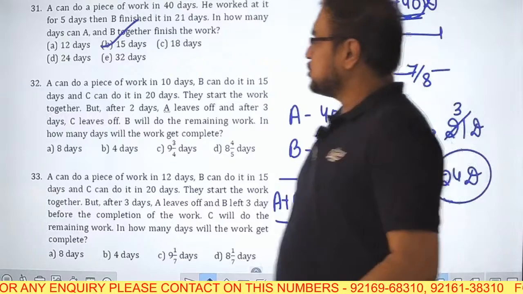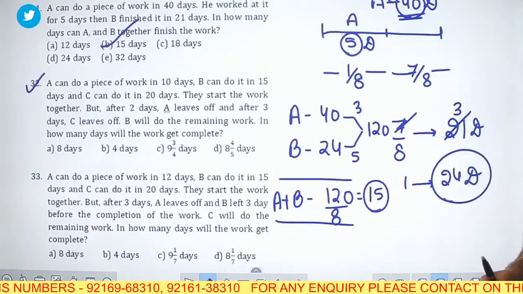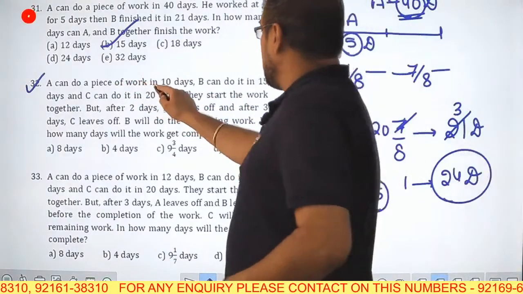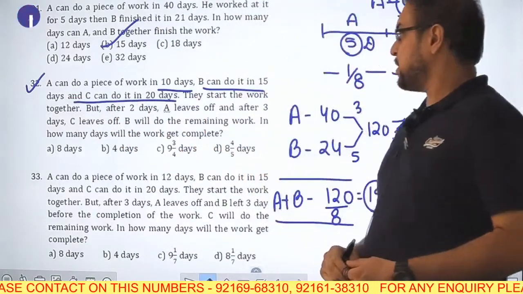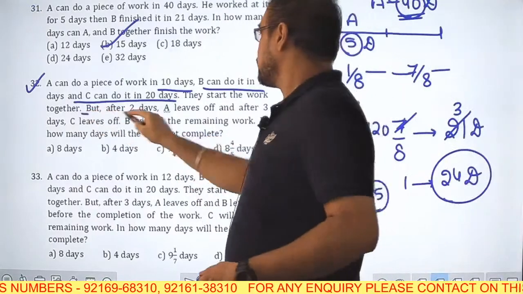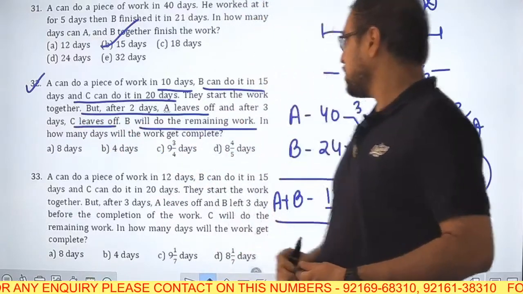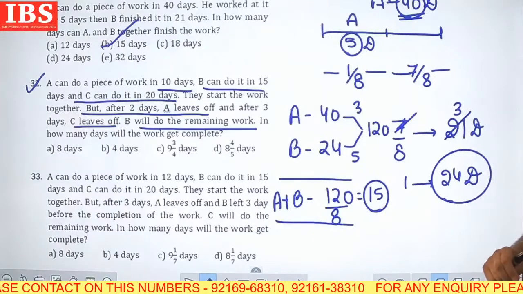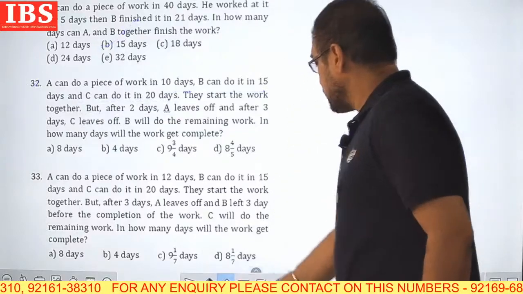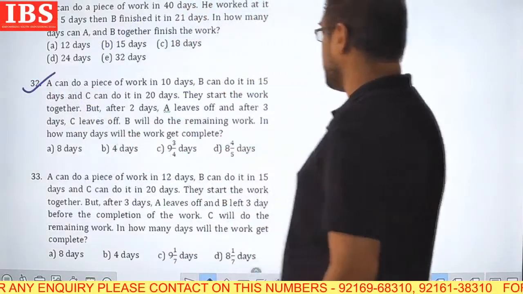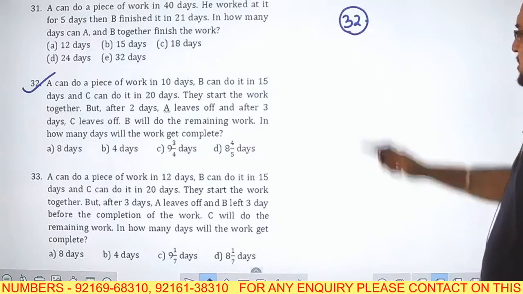Okay. So shall we go on to the next question, the 32nd question? First do this question, students. Try to analyze what is given. A 20, B 15 and C 20. They started the work together. But after 2 days A leaves off. And after 3 days C leaves off. B will do the remaining work in how many days? So try to get what situation is given to you, and according to the situation, try to get to the solution. Now do question number 32 and then the 33rd. Try to give me the answer for the 32nd.